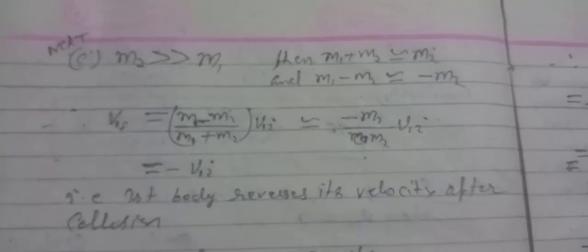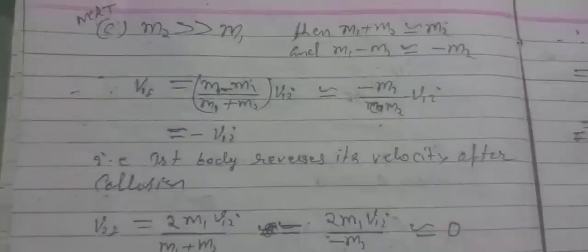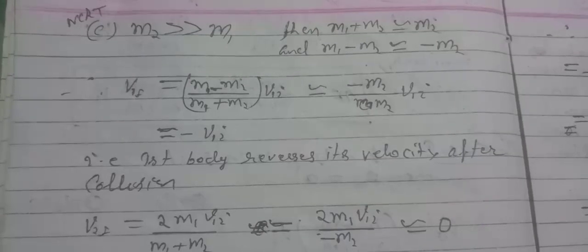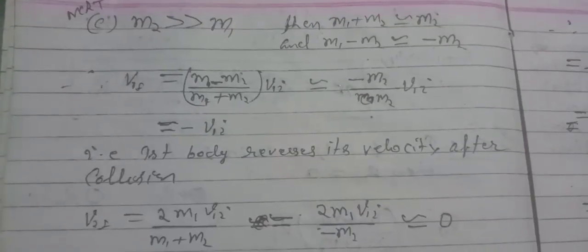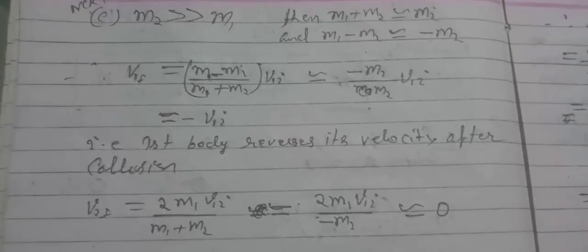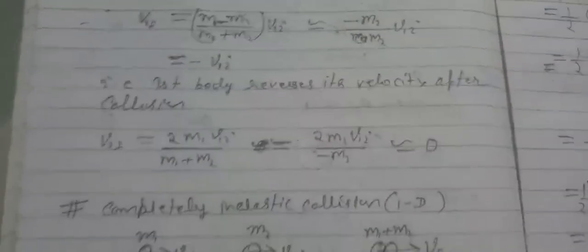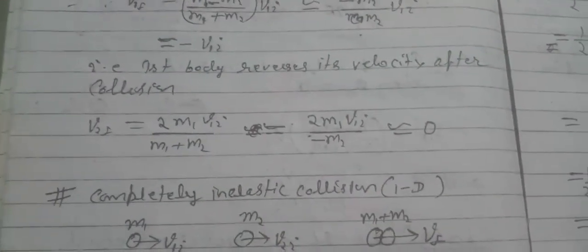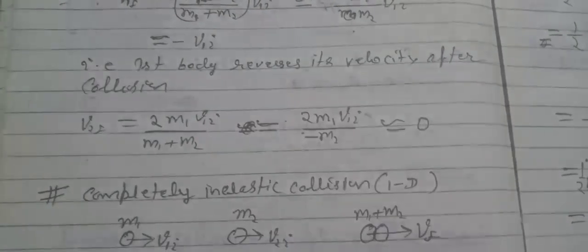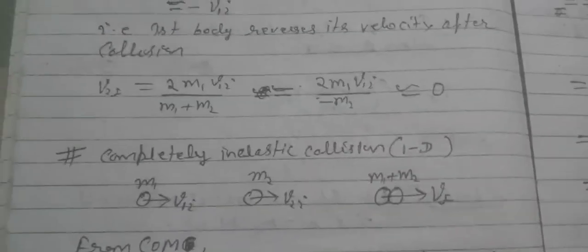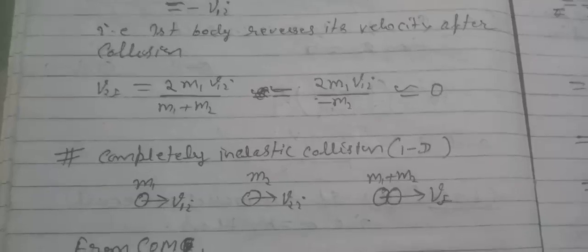Case C: if m2 is very, very greater than m1, then m1 plus m2 is equivalent to m2, and m1 minus m2 is equivalent to minus m2. Hence v1F equals (m1 minus m2) by (m1 plus m2) into v1I, equivalent to minus m2 by m2 into v1I, equals minus of v1I. That is, the first body reverses its velocity after collision, and v2F equals 2m1 v1I by (m1 plus m2), which is 2m1 v1I by m2, equivalent to 0. That is, the second body's velocity after collision remains 0.